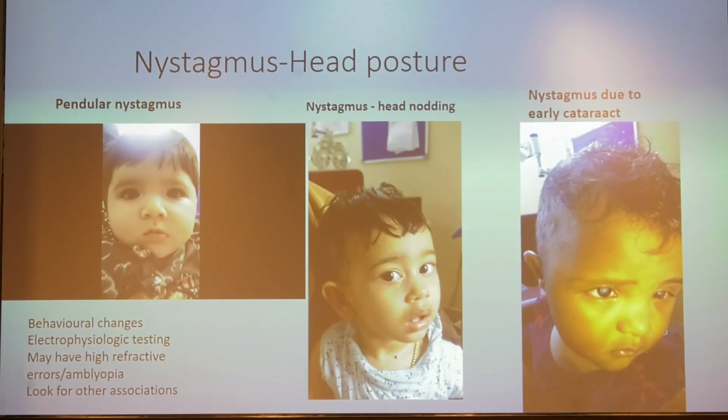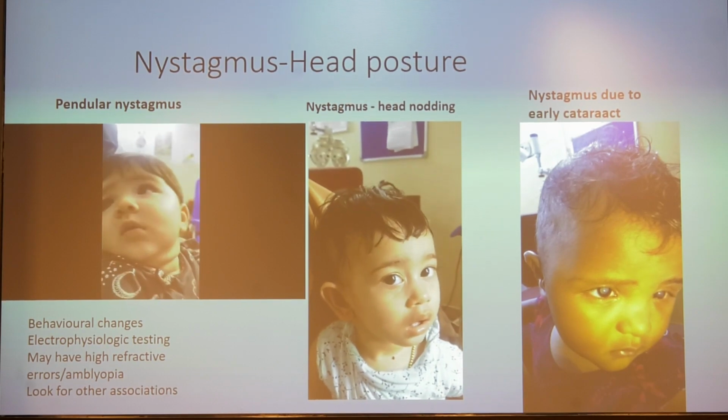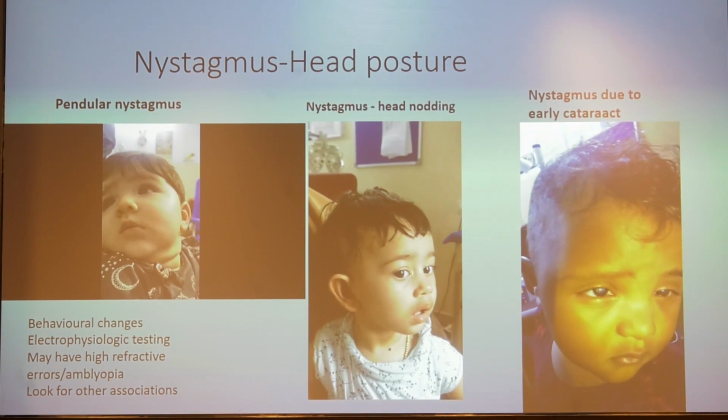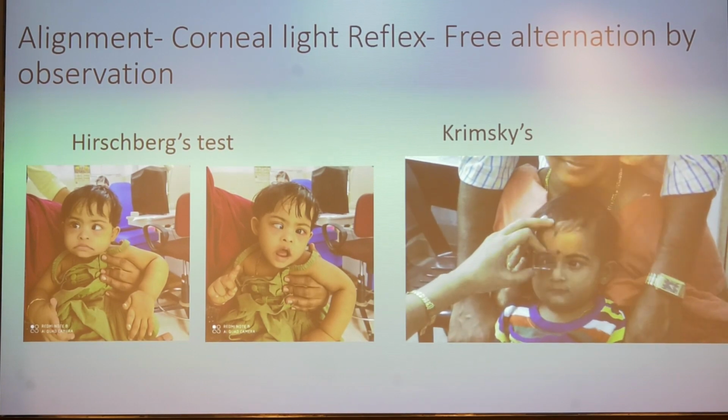Nystagmus and head posture can be seen, and they have to be immediately looked into for other associated pathologies. A head nodding, and here there's a pathology, bilateral cataract. And looking at the corneal light reflex, free alternation can be seen even as the child is looking at you, and cross fixation is there.